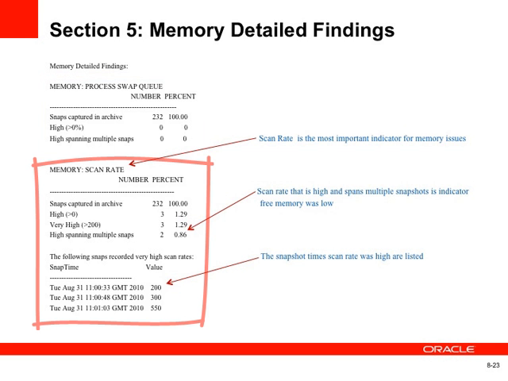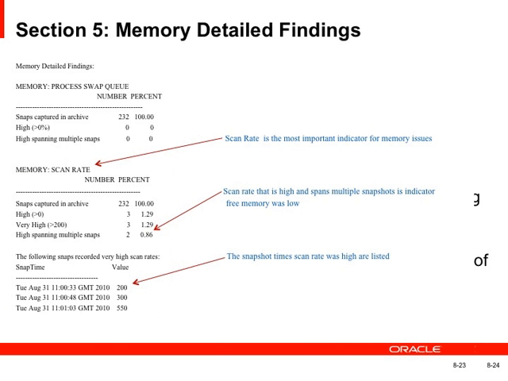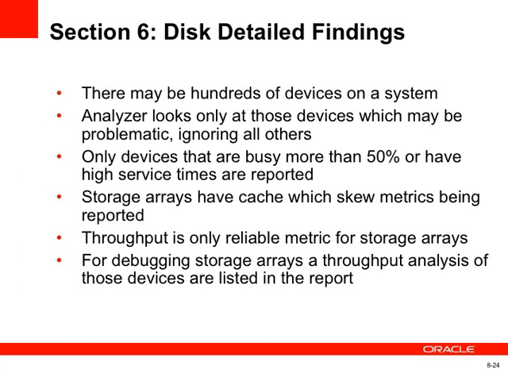The middle section of the report identifies any time memory scan rate was considered high. In our example, there were 3 times when the scan rate was considered high or very high, and more importantly these times occurred back to back, as we can tell from the high spanning multiple snaps column. Below this section, we can see the actual times and values for scan rates, for those 3 snapshots listed previously that had high values. Section 6.